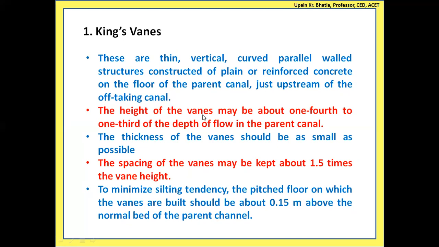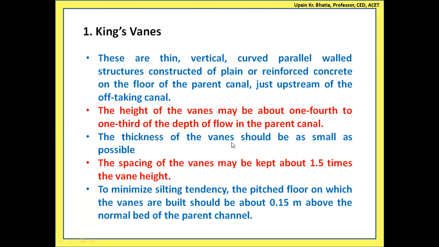The height of the vanes may be about 1/4 to 1/3 of the depth of flow in the parent canal. Whatever water is flowing in the parent canal, you see the depth and decide the height of these vanes, because they are to be provided on the floor of the parent canal. From the floor, they should extend upward to a height of about 1/4 to 1/3. So 25% to 33% of the flow depth is to be covered by these thin walled structures called King's vanes.